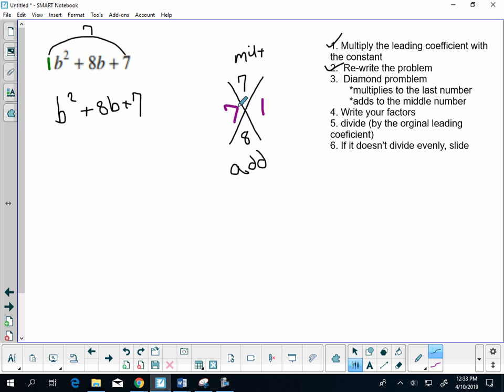7 times 1 is 7. 7 plus 1 is 8. So we did that step. Now we want to write our factors. And when I write those factors, I do two sets of parentheses. And my factors were 7, so plus 7 because it's positive. And that's a positive 1, so it'll be plus 1.